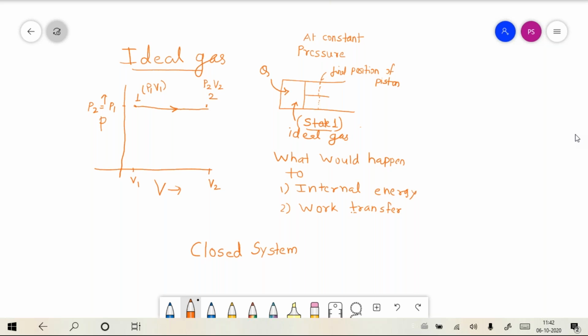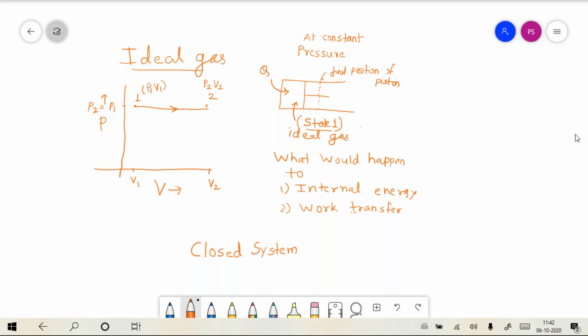Anybody else saying something? Kamalesh is saying there is no exchange along the boundary, but nobody is answering the earlier question. How do we calculate the work transfer in this case? And can we show that work transfer on a pressure volume diagram? These are the questions I will be asking you. Why is that? Because it is a closed system.